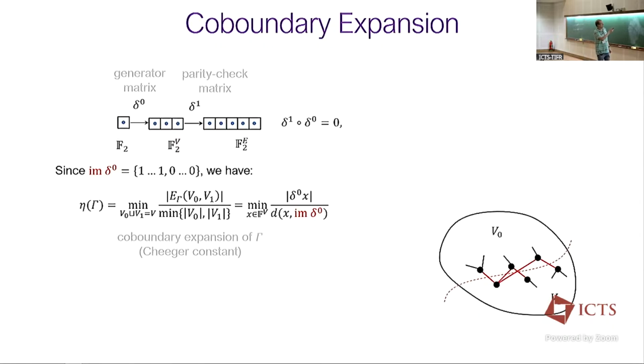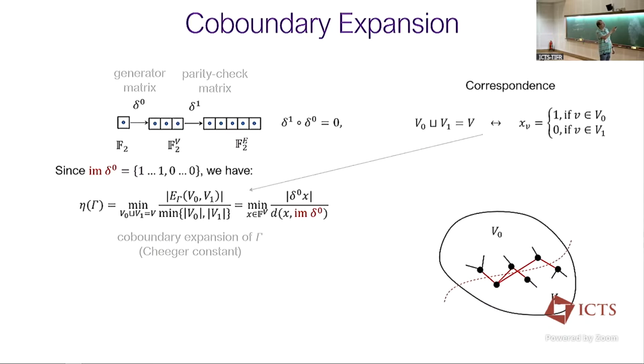Okay, so here is the same idea in a little more detail. We introduce what is called the coboundary expansion of a graph, or in this particular case, it is also called the Cheeger constant. We divide the graph in all possible ways into two parts, and we look at the number of edges that cross between these two parts, and we just take the minimum. This minimum possible value is called the Cheeger constant.